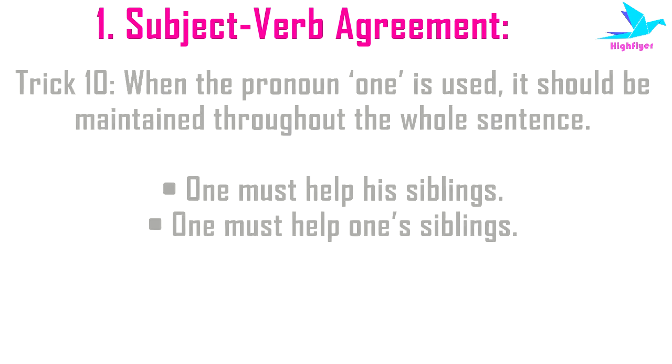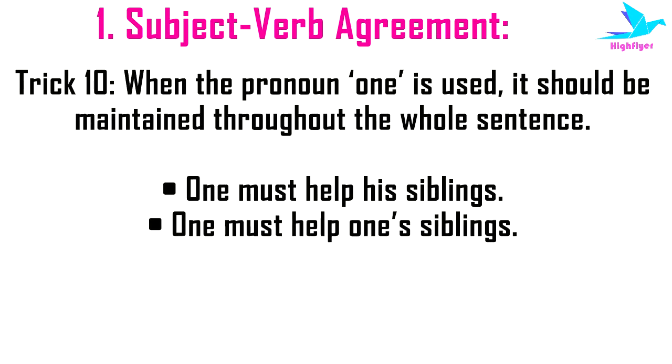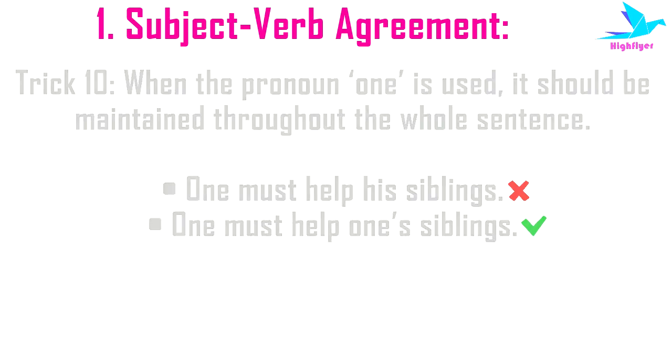Next trick. When the pronoun one is used, it should be maintained throughout the whole sentence. For example, one must help his siblings. This is the incorrect form. The correct form is one must help one's siblings. One is maintained throughout the sentence. Next trick.